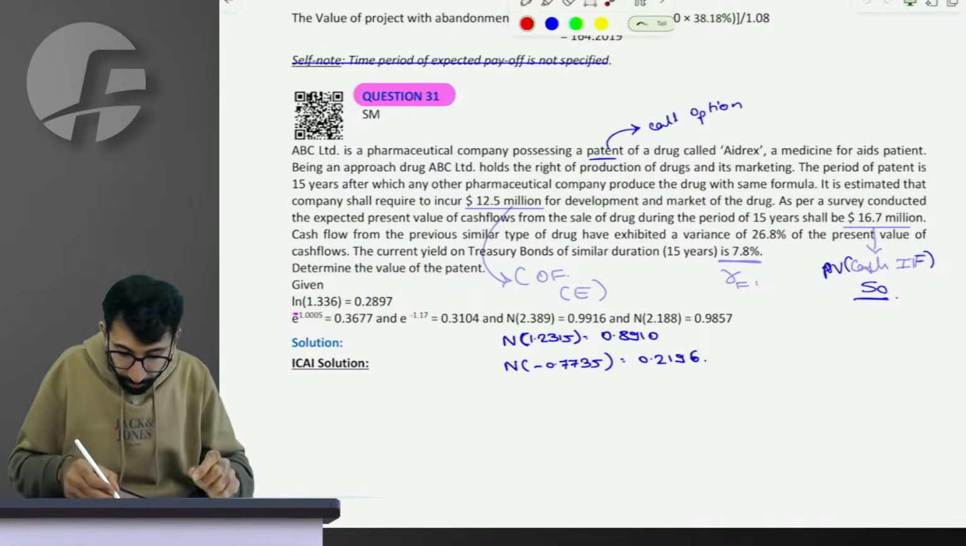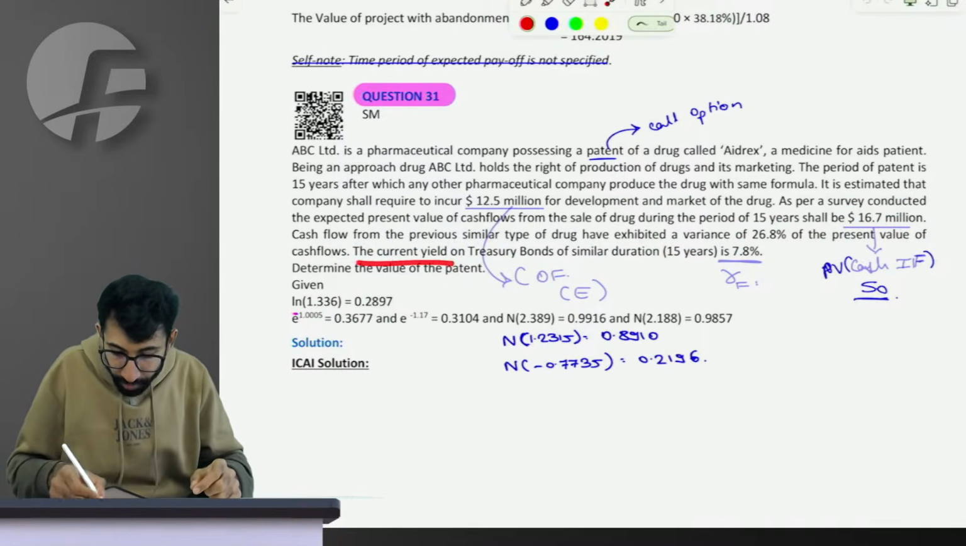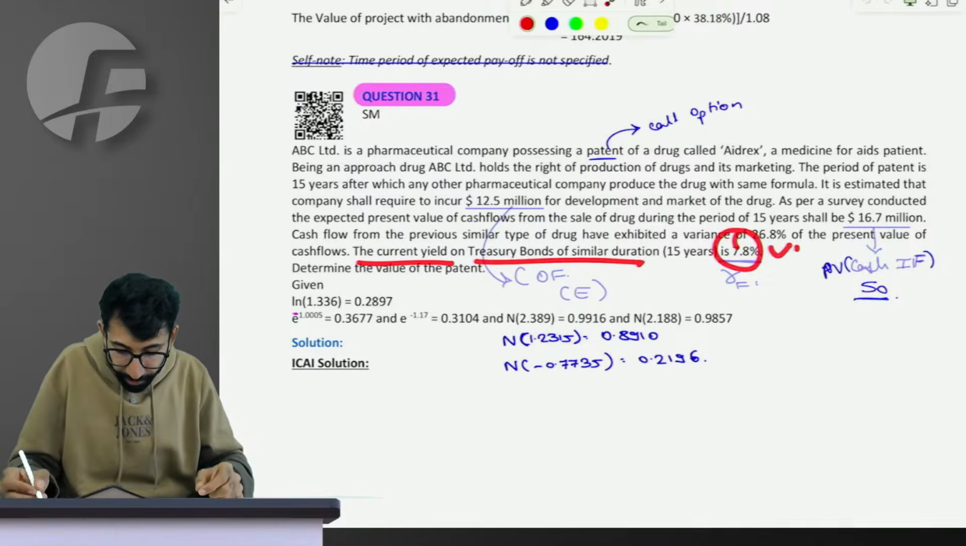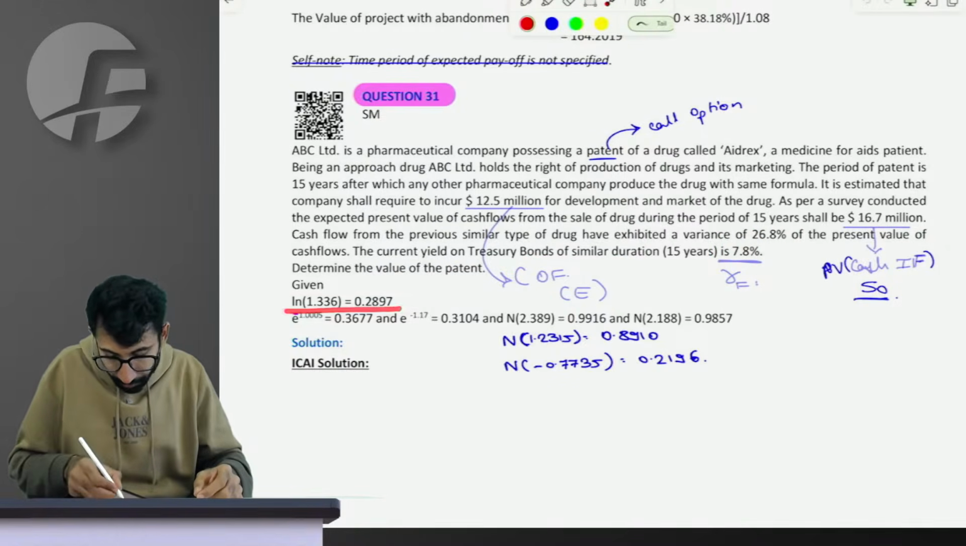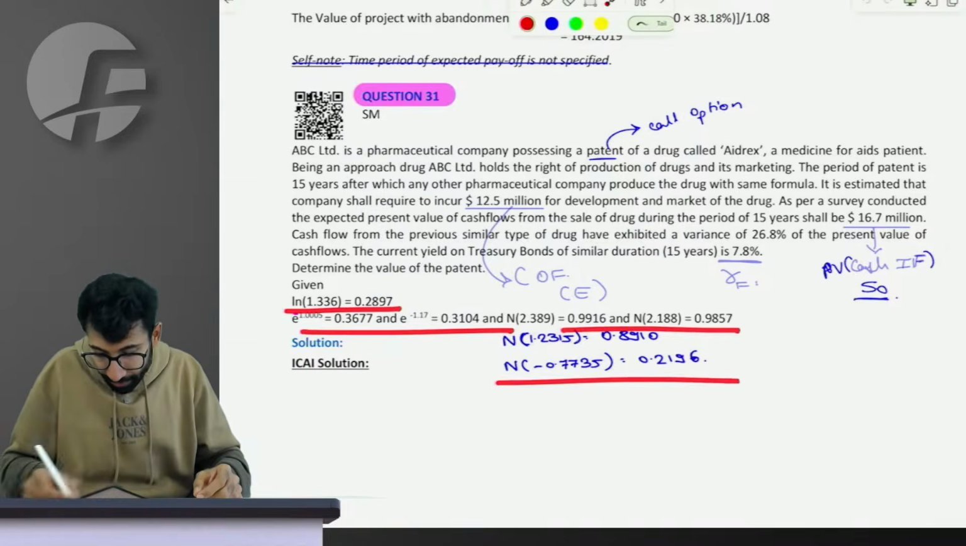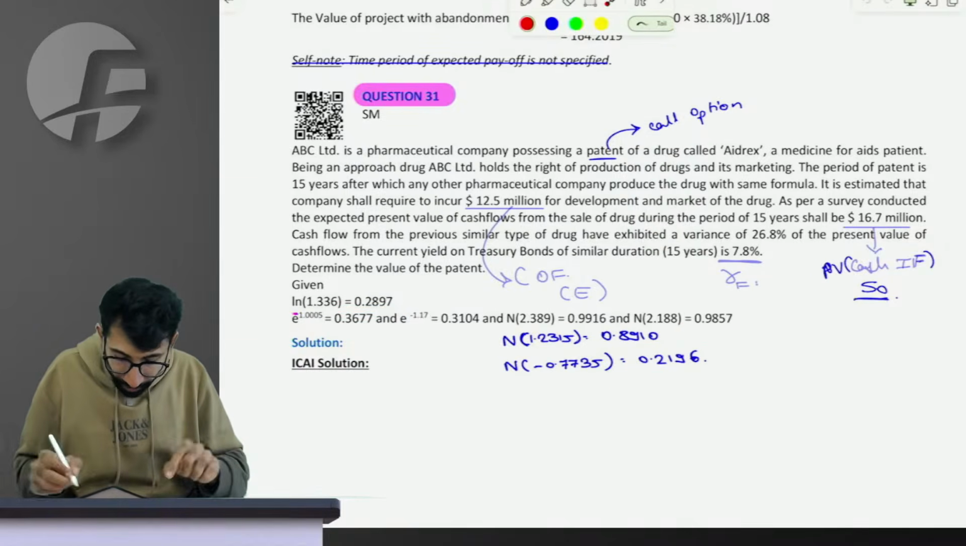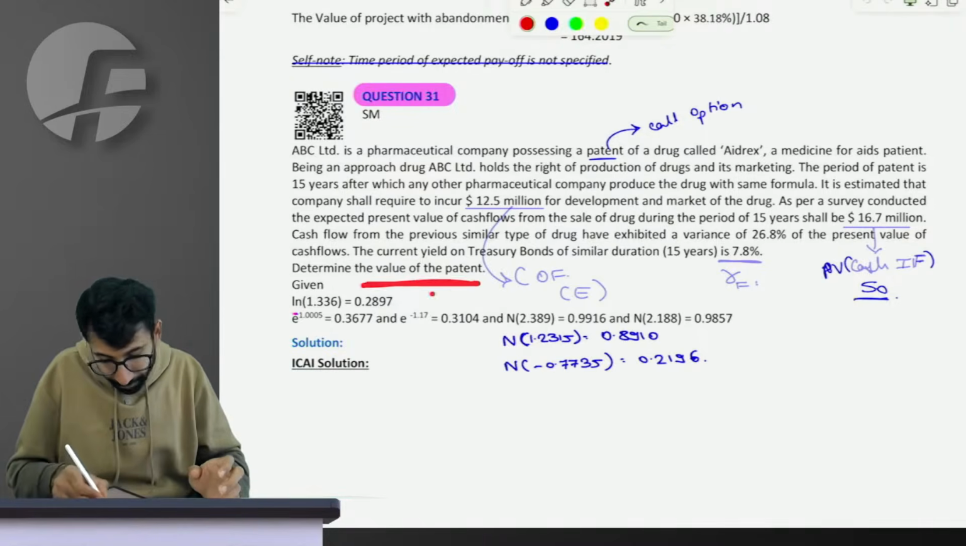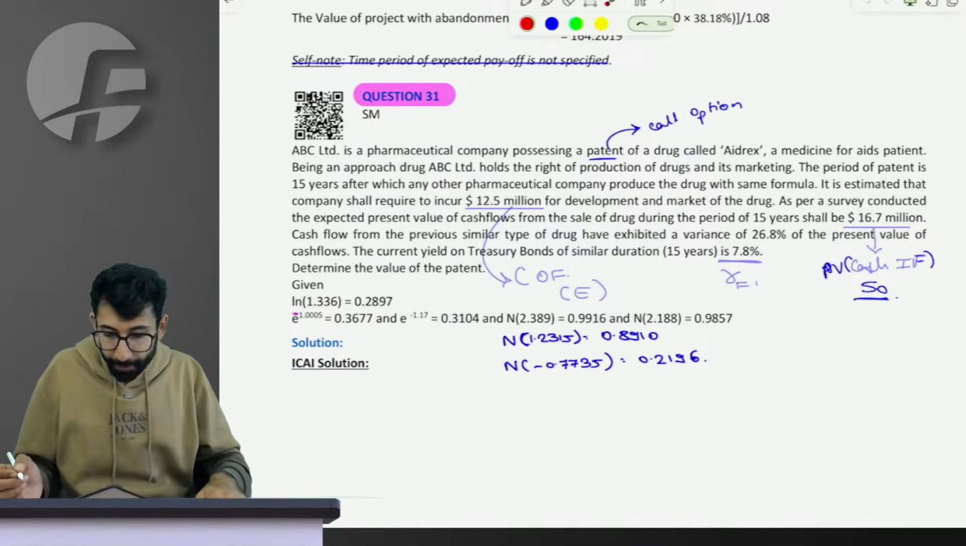That is the problem. Sir, the current yield on the treasury bond, the risk-free rate, is 7.8%, given the natural log value, the e raised to rt value and even the d2 values. Find what you have to find? The value of the patent, the value of the option.